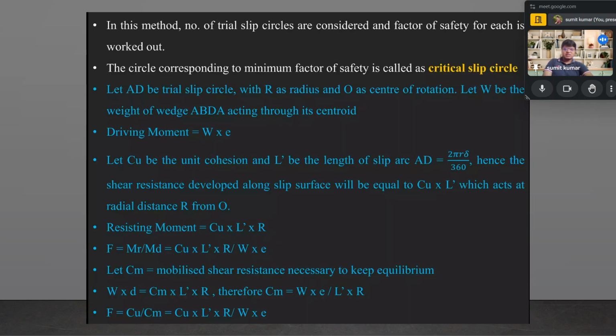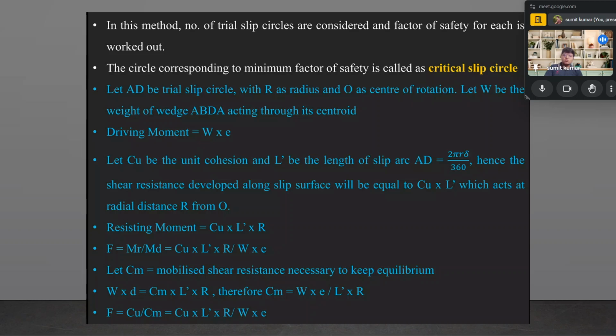Right. Now, when we talk about the resisting moment, the resisting moment is nothing but Cu into L into R. And F, that is the factor of safety, is the resisting moment by driving moment. So we calculate Cu into L dash into R upon the driving moment W into E.